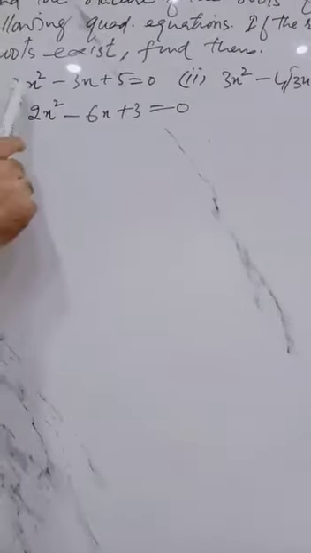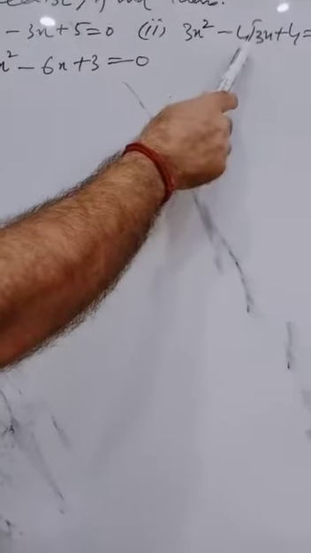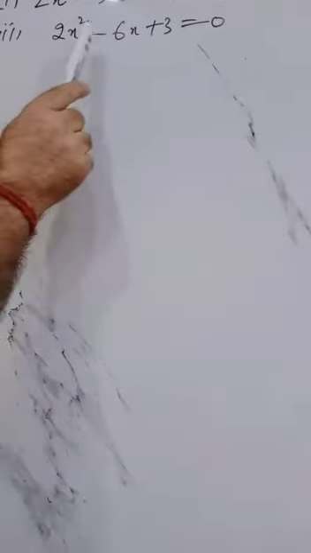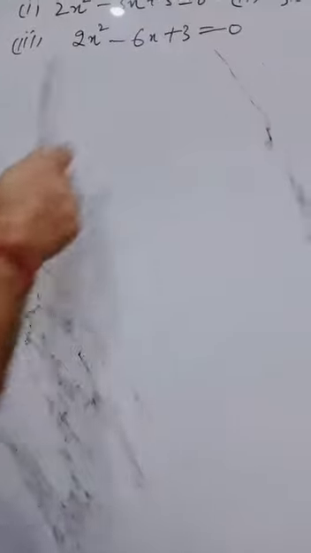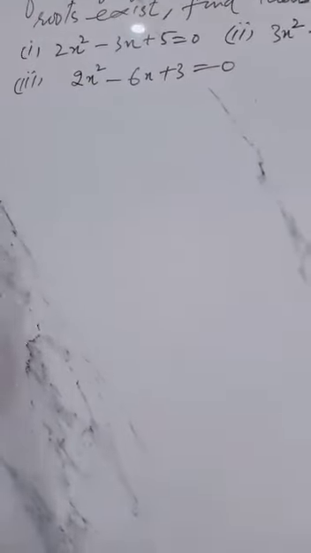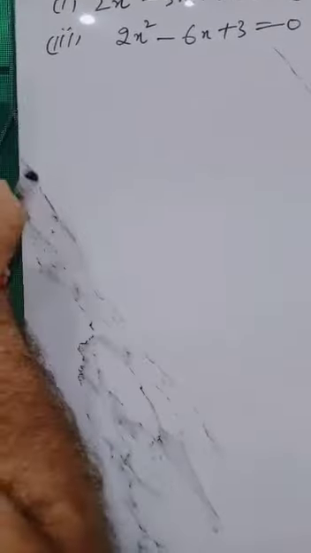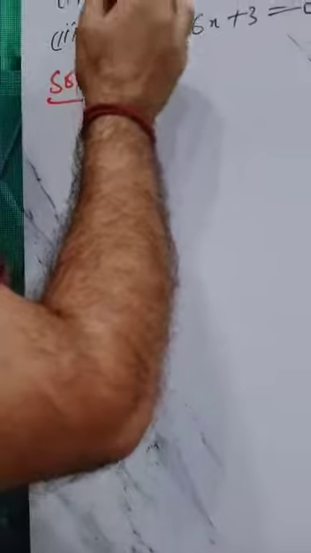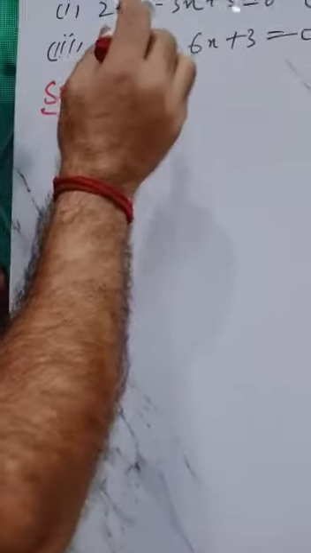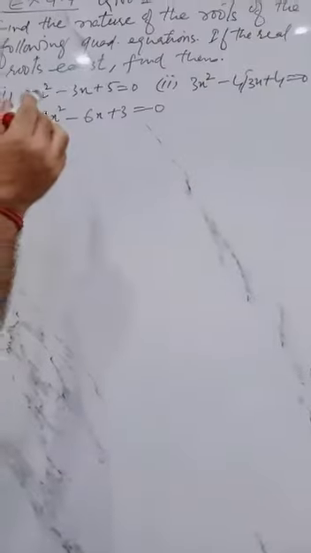So our first part is 2x square minus 3x plus 5 equal to 0. Second part is 3x square minus 4 root 3x plus 4 equal to 0. And third is 2x square minus 6x plus 3 equal to 0. I will show you the first two parts and the third part you can try yourself. Let's take the solution of the first part. First of all, we have to find the nature of the roots. The nature of the roots depends upon the value of b square minus 4ac, that is the discriminant.